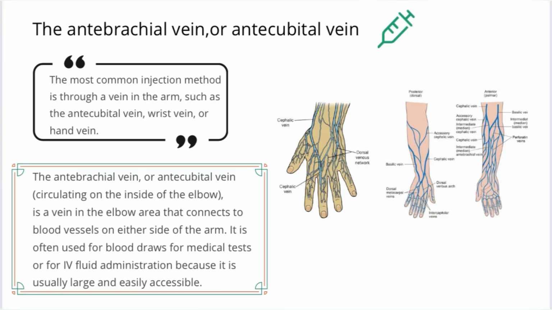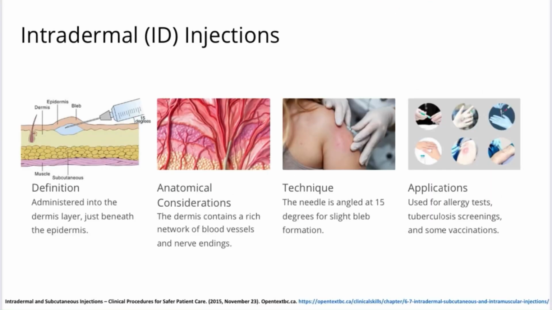and easily accessible. For intradermal injection, the definition is administered into the dermis layer just beneath the epidermis. Anatomical consideration: the dermis contains a rich network of blood vessels and nerve endings. For the technique, the needle is angled at 15 degrees for site information. And the last one is application, used for allergy tests, tuberculosis screening, and some vaccinations.